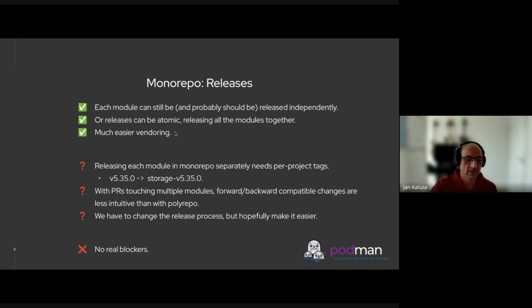But it's again a little bit complicated on the Git side, because right now, for example, we have the version tags in the storage. There's, for example, version 5.350, and this obviously doesn't make any sense if you have a MonoRepo. You will have to prefix that with the storage prefix, for example. So the release process would probably have to change, but the benefit would be that vendoring, as I said, would be easier.